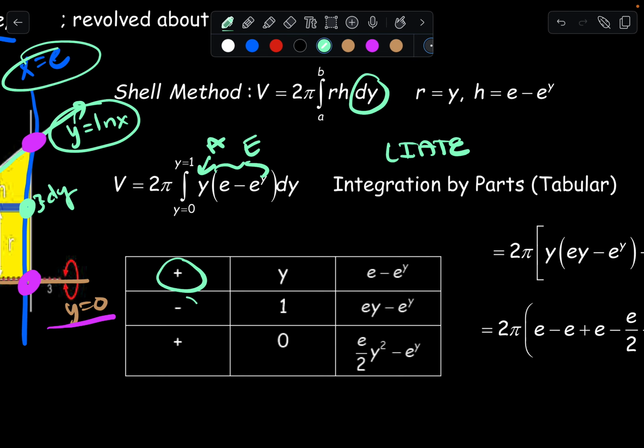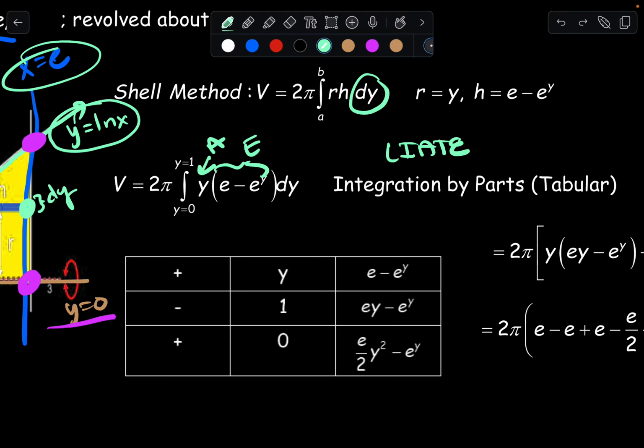We always start with a plus and we alternate plus minus depending on how many times you can differentiate your algebraic expression. So the algebraic expression is y. Differentiate y, you get 1. Differentiate 1, you get 0. Okay, so we only need 3 rows for this one since that's how many times it took to differentiate y before we got to 0.